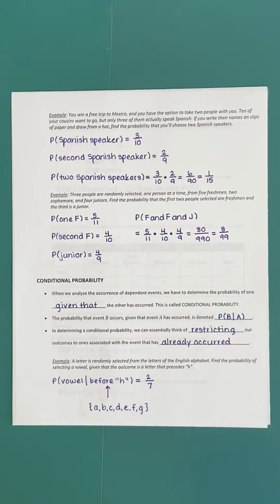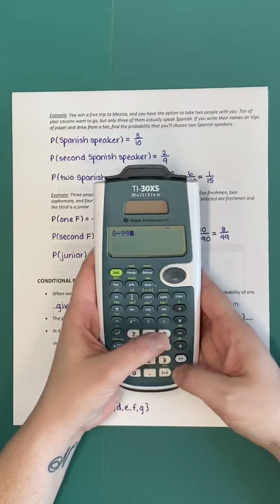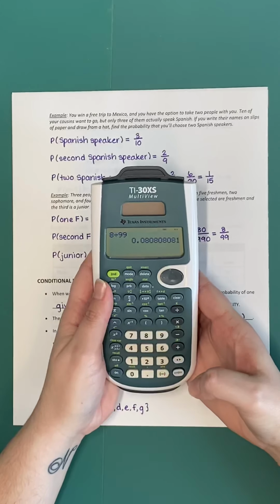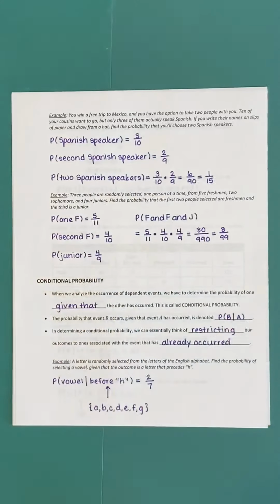What is that going to be as a decimal? 8 divided by 99 comes out to about 0.08. So in other words, about 8% of the time, if you were to choose people randomly from this group, this would be the sequence that you would choose.